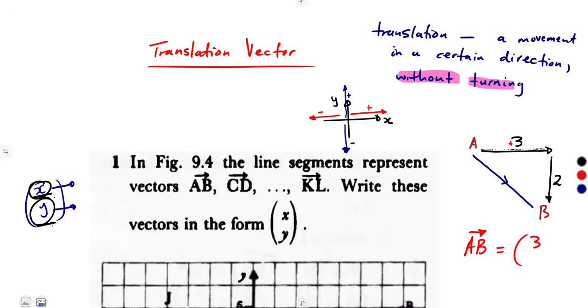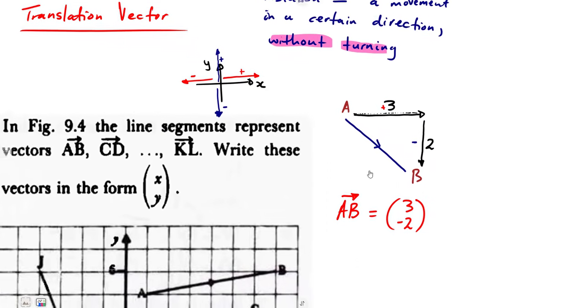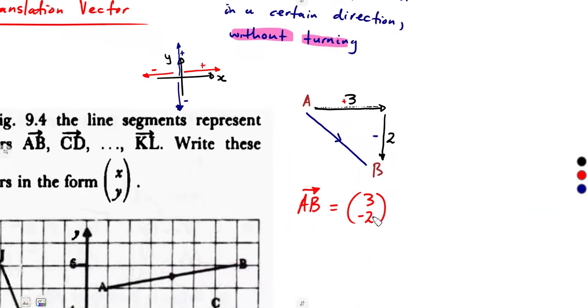Then on the y-axis, for us to reach the point B, how many units have you moved? 2 units. In which direction? 2 units going downwards. You're facing down. That's a negative, so the y is going to be represented with a negative. So we are simply saying this vector AB is representing a movement of what? 3 units to the right.